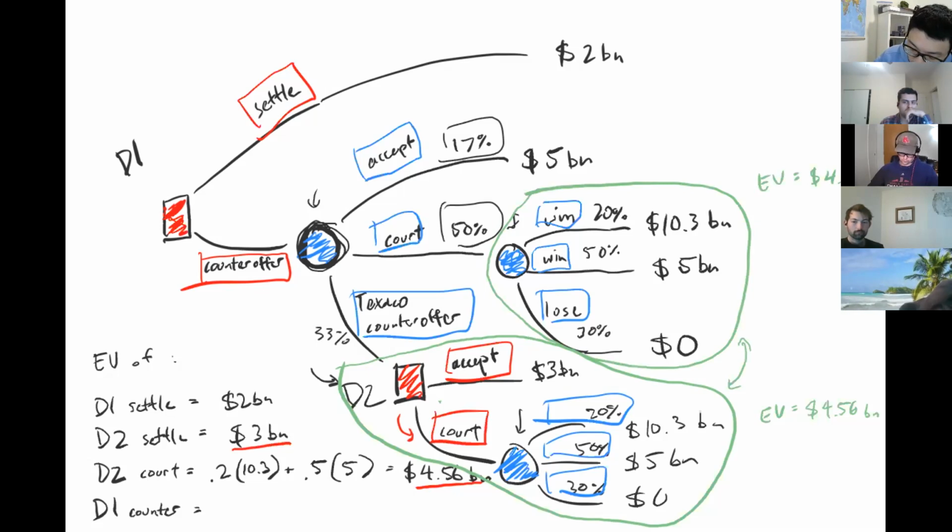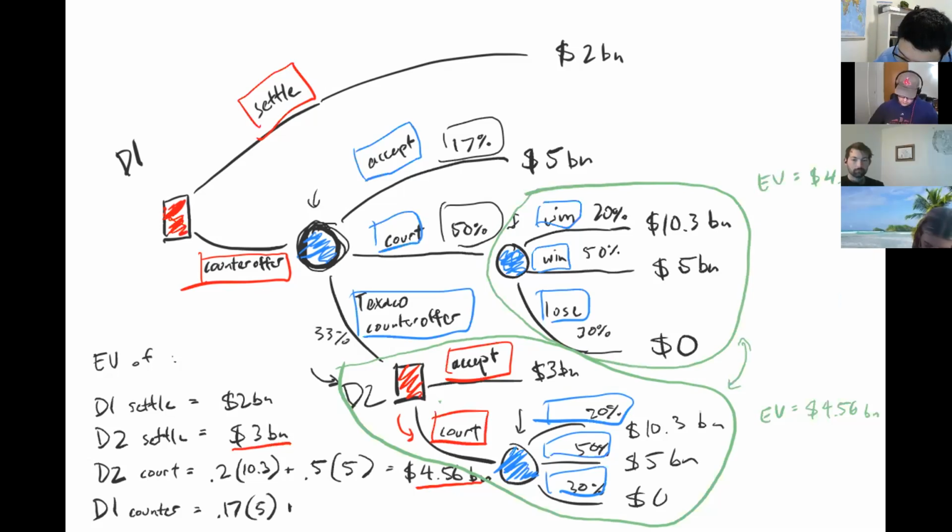So the calculation would look something like 0.17 times 5 plus 0.5 times 4.56 plus 0.33 times 4.56. So this will end up equaling 4.6348 billion.